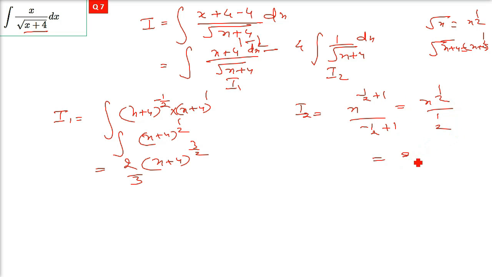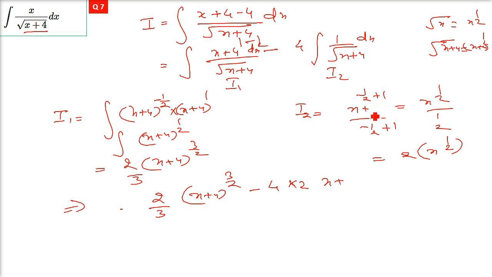In the second term it is x plus 4 to the power half. Negative half, half. There are two differences. So the first term is 2 by 3 x plus 4 to the power 3 by 2. In the second term, by mistake I have written x. It has to be x plus 4. Let me just change it. It is x plus 4. This is also x plus 4. So you have this 2 x plus 4 to the power half.